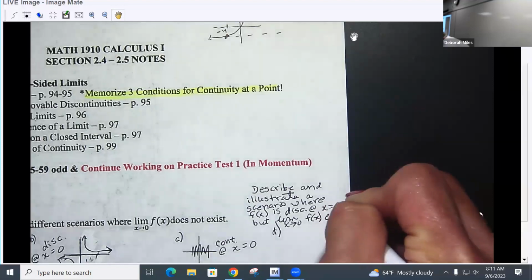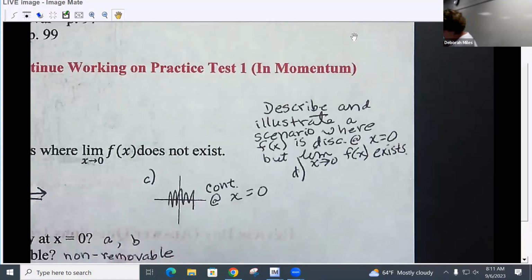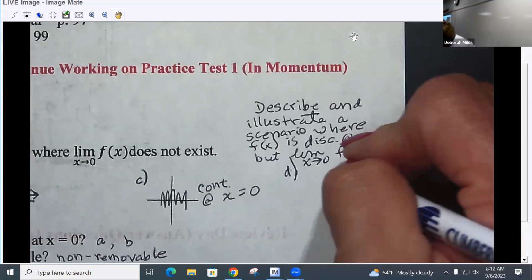Now, all of y'all have that typed very pretty, except for Richard. Richard's got to copy down my scribbling here.